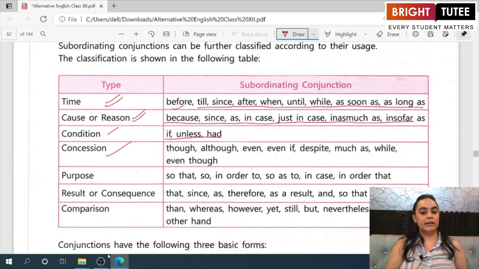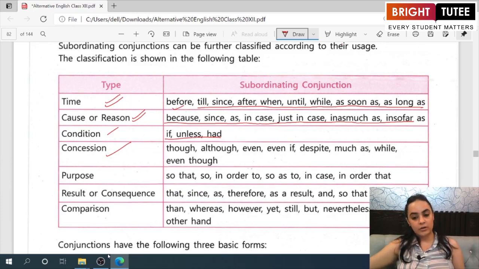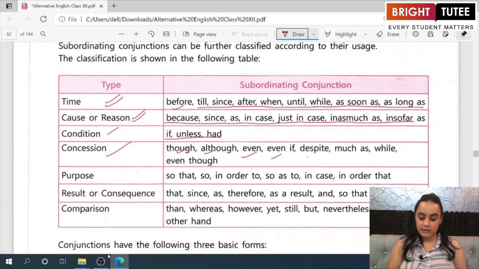We use subordinating conjunctions to talk about the concession, as we already have discussed the term concession when talking about prepositions. So concession, what are the subordinating conjunctions that talk about concession? Though, although, even if, despite, much as, while, even though, and so on and so forth.